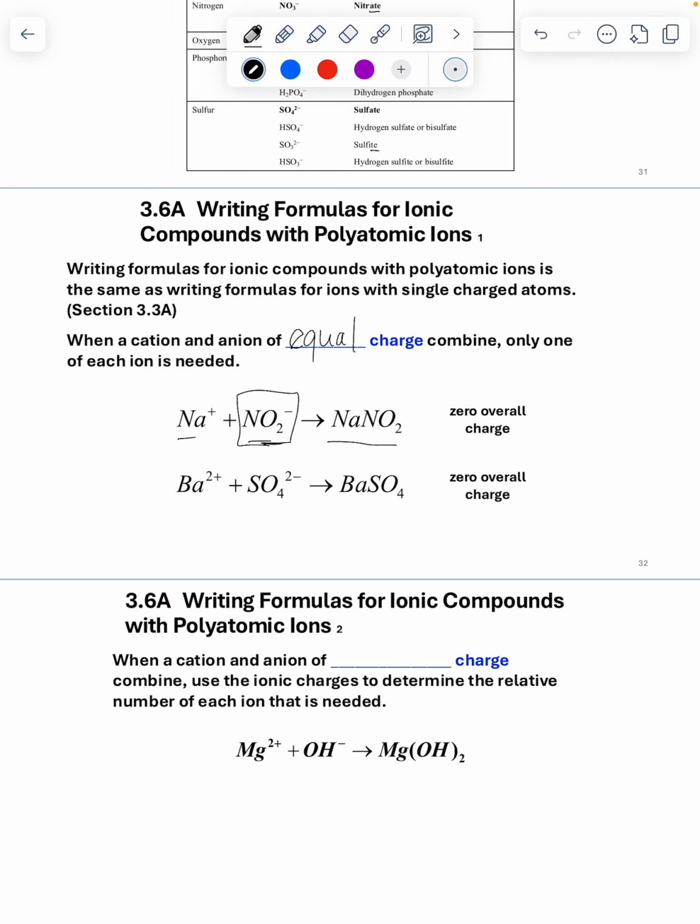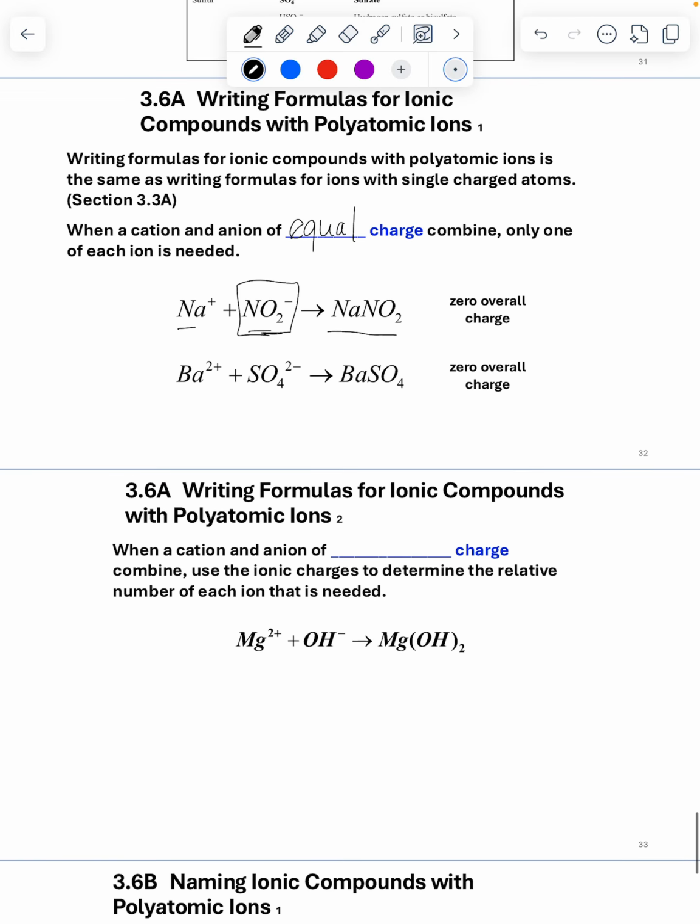The same example here is barium cation with a 2+ charge and sulfate, which has a -2 charge. Notice the charges are the same, so we would only need one of each. So we have Ba, and then we have SO4. Remember, SO4 is the formula of sulfate, so we have to include the 4 there. But we're just showing we need one sulfate.